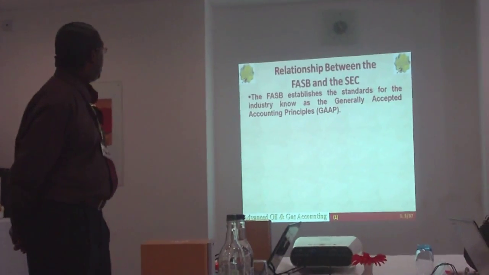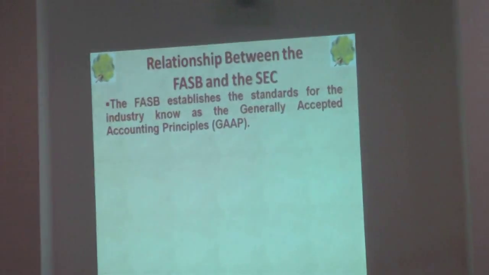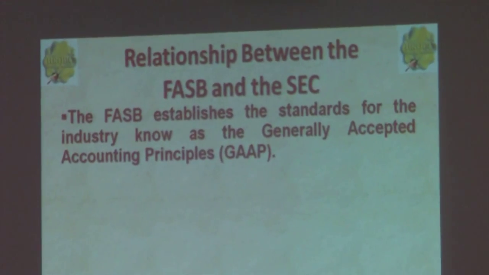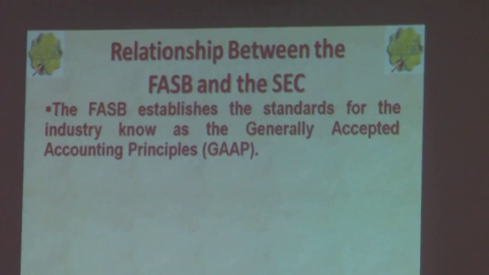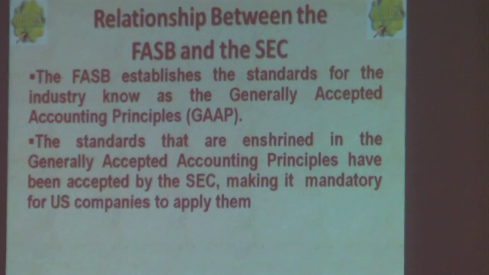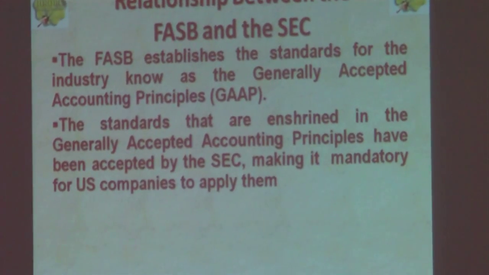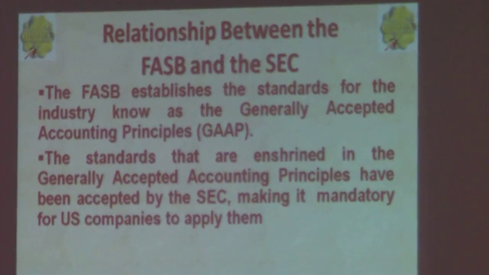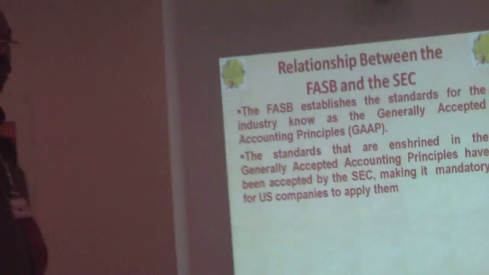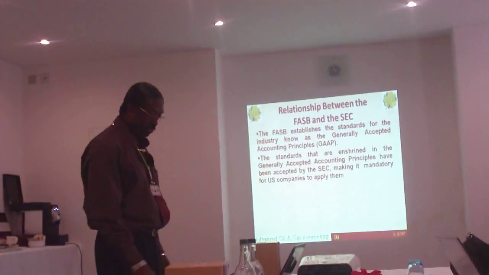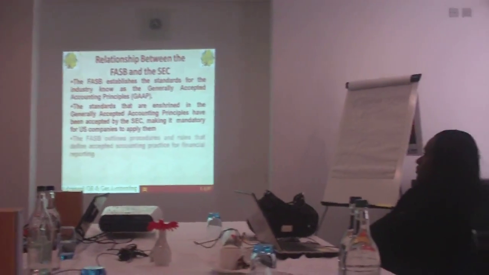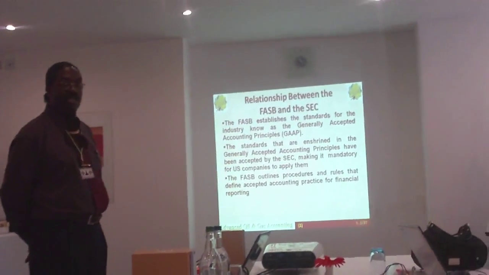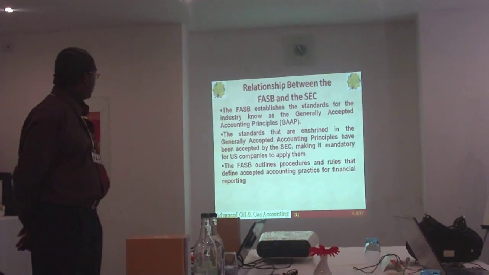The FASB establishes a standard for the industry, and we know it as the generally accepted accounting principles, GAAP. And of course, the standards that are enshrined therein are also sanctioned by the SEC, and therefore they become mandatory for all US companies to apply them. The FASB outlines procedures and rules that define the accepted accounting practices in financial reporting.